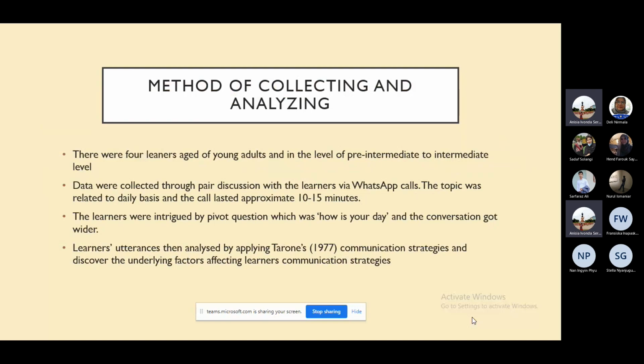And method of collecting and analyzing data. So first of all, I only have four learners or 4 participants in conducting this research. They are young adults at the pre-intermediate to intermediate level. Data were collected through pair discussion between me and the learner via WhatsApp call. And the topic was related to daily life, and the call lasted approximately 10 to 15 minutes. The learners were interviewed with a private question, which was, how is your day? And the conversation got wider. So after all, learners' utterances were then analyzed by applying Tarone's 1977 communication strategies, and then I discovered the underlying factors affecting learners' communication strategies.